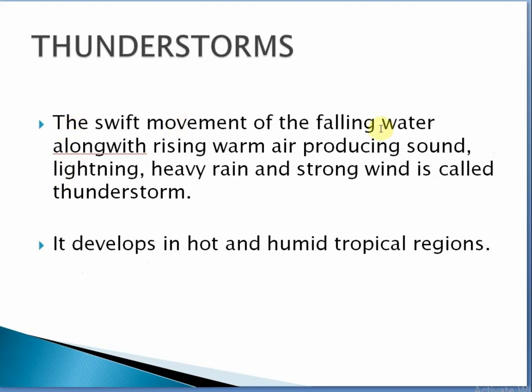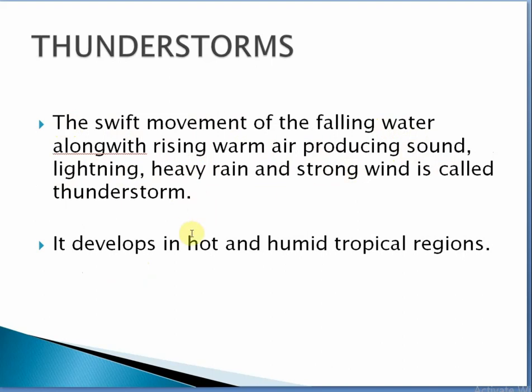The swift movement of the falling water along with rising warm air producing sound, lightning, heavy rain and strong wind is called thunderstorm. What is this thunderstorm? It is the swift movement of the falling water along with rising warm air producing sound, lightning, heavy rain and strong wind. Together you will call it thunderstorm.